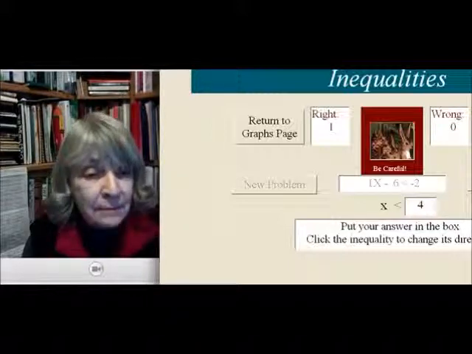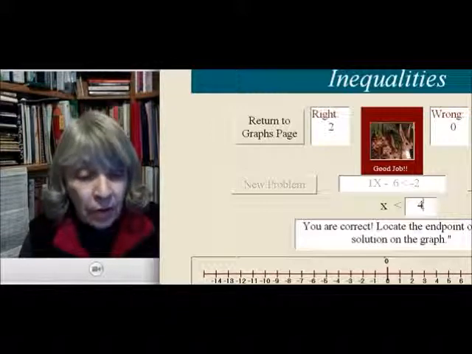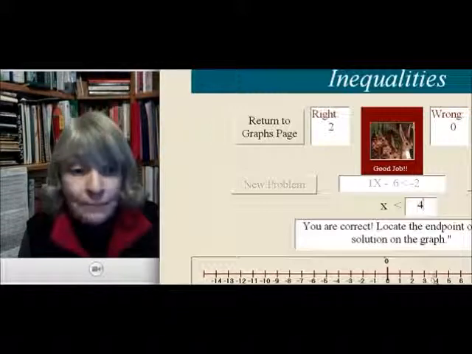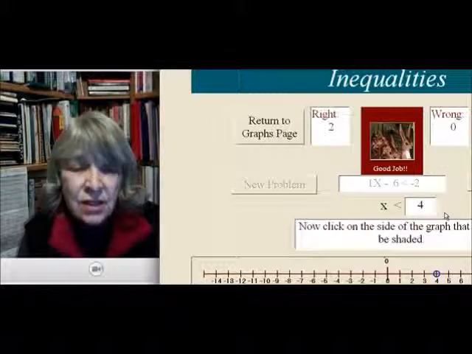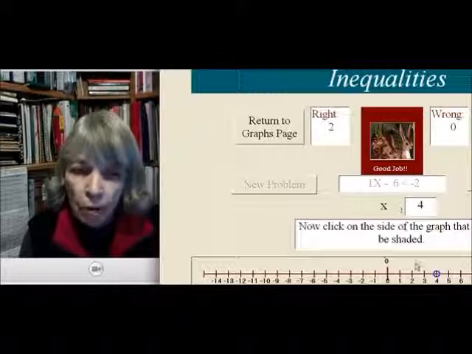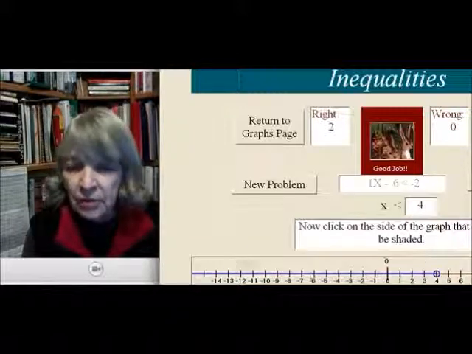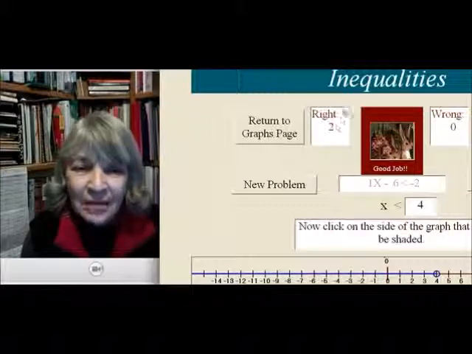We check. We win. Locate the endpoint of the graph, which is 4. And now we have to decide which side is shaded. Where are all the points that are smaller than 4? This is what the graph looks like. I really should put a little arrow on the end of that. Okay, we got that right.